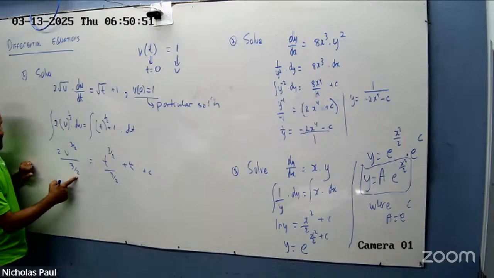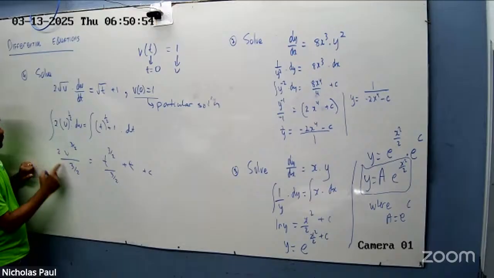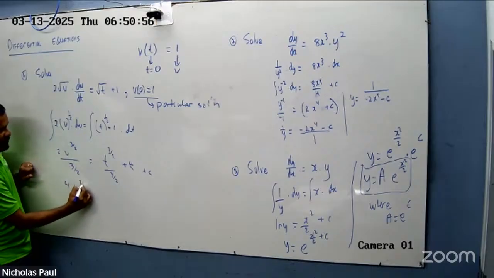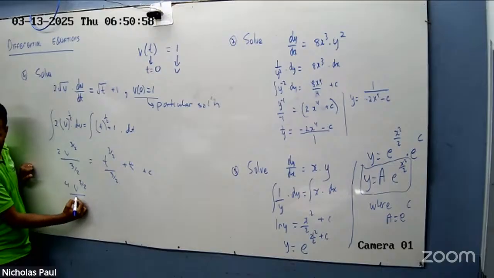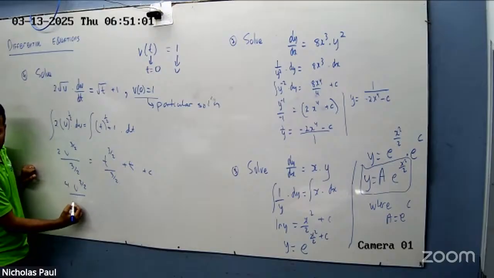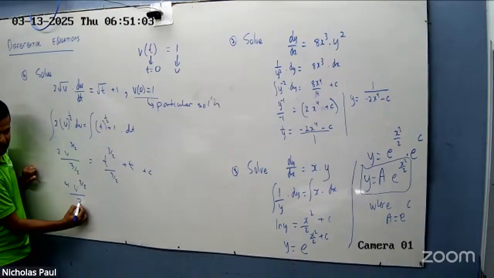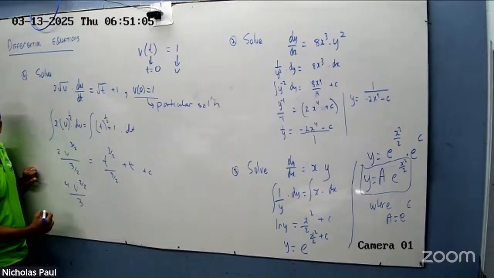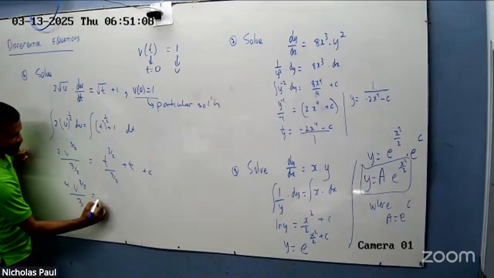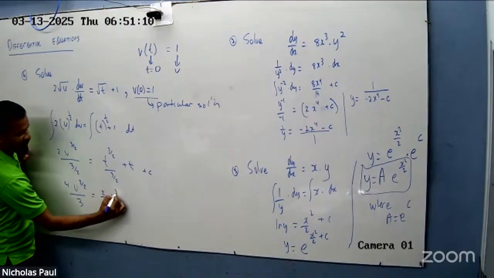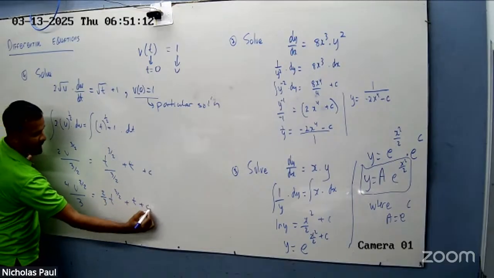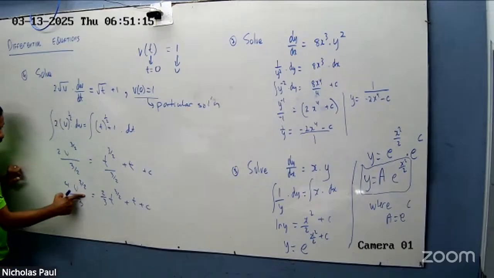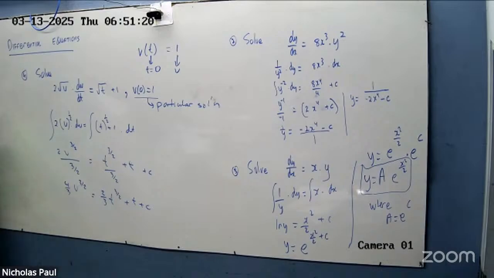But let's see if we can make it look a little bit nicer. Flip up the 2. I'll get 4v^(3/2) all over 3 is equal to 2/3 t^(3/2) plus t plus c. Now, I think we did this yesterday, right? Everybody okay with that?